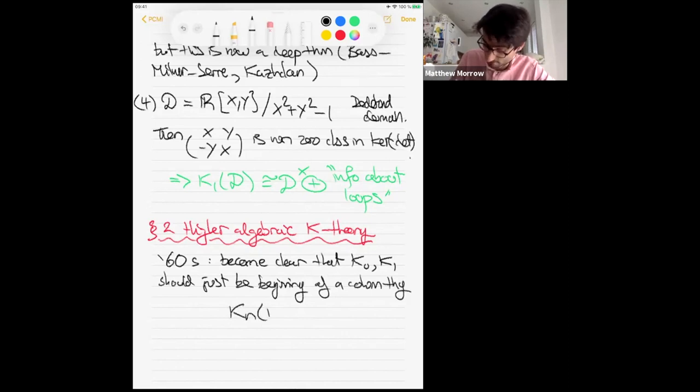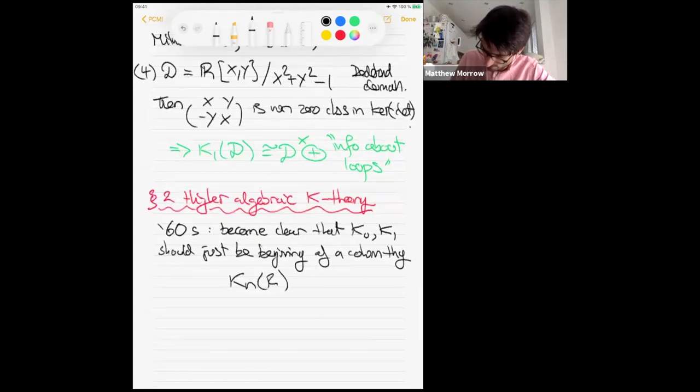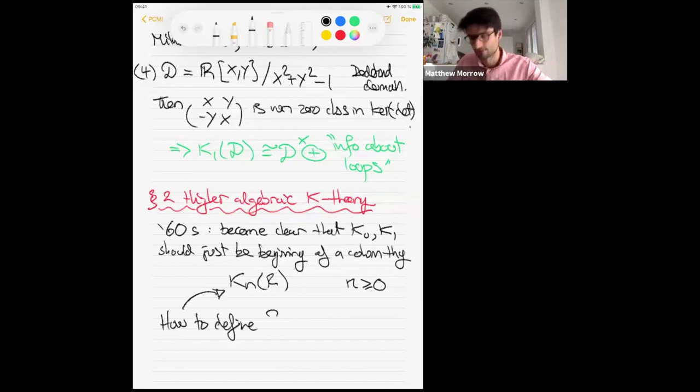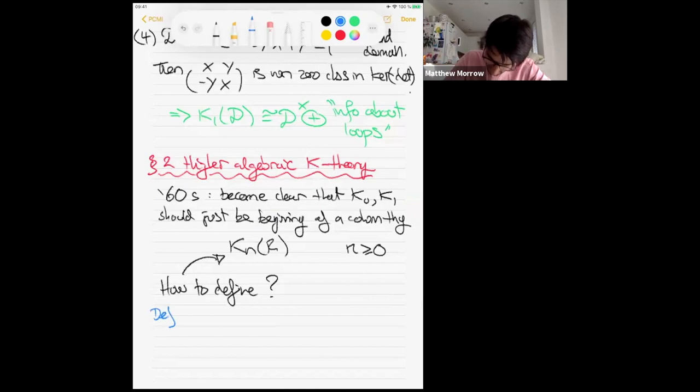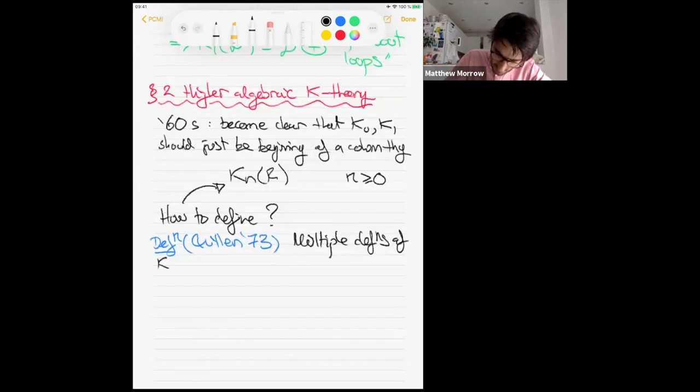And so there should exist some higher cohomological invariants, these so-called K groups, for all n bigger than or equal to zero. And the question of the time was how can we define these? And Quillen came along and got his Fields Medal for proposing multiple definitions. I don't have the time to present them in all their gory detail, but I'd like to give some idea of what happens anyway. So as I say, he gave multiple definitions of this K-theory space, or more correctly, K-theory spectrum, infinite loop space, K of R.